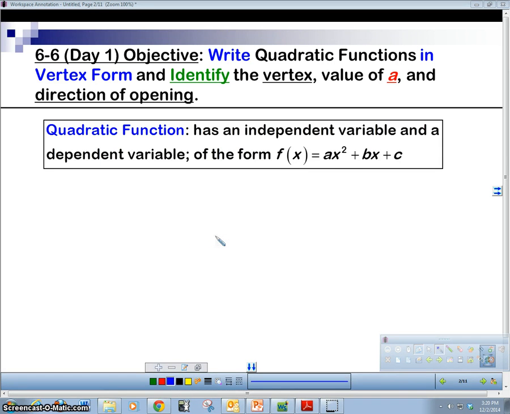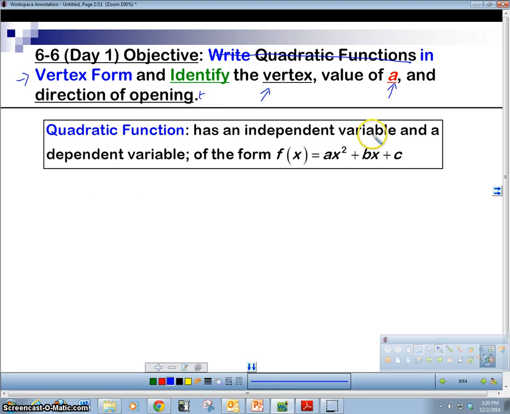This is writing quadratic functions. Actually, I'm not going to write quadratic functions in vertex form. The objective is just to be able to identify vertex form, find the vertex, the value of a, and then the direction of opening. And then we'll also look at graphing things in vertex form. And then in my next video, we'll graph quadratics using standard form. Okay, so just a review here.